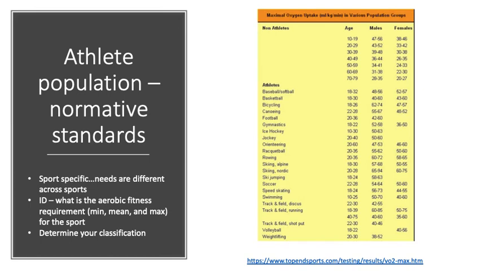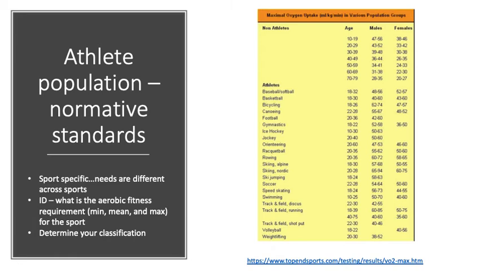So it also is very important to classify based on the ability level of your client. So here on the right side is athlete population normative standards for maximum oxygen uptake in relative terms in various population groups. So as you can see, there's basketball, baseball, cycling, canoeing, football, gymnastics, ice hockey, a whole bunch of different ones. This is not fully up to date, so you want to ensure that you look at the most up-to-date normative standards for an athlete population.